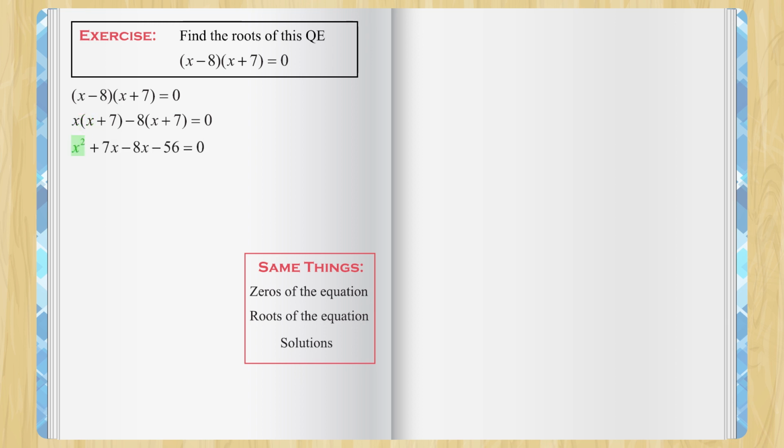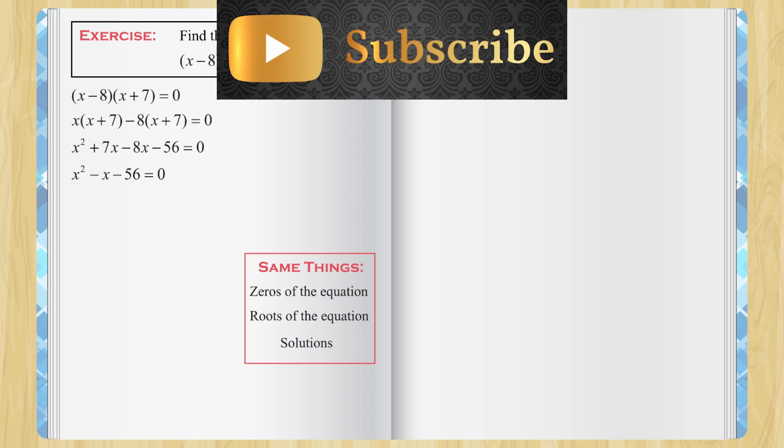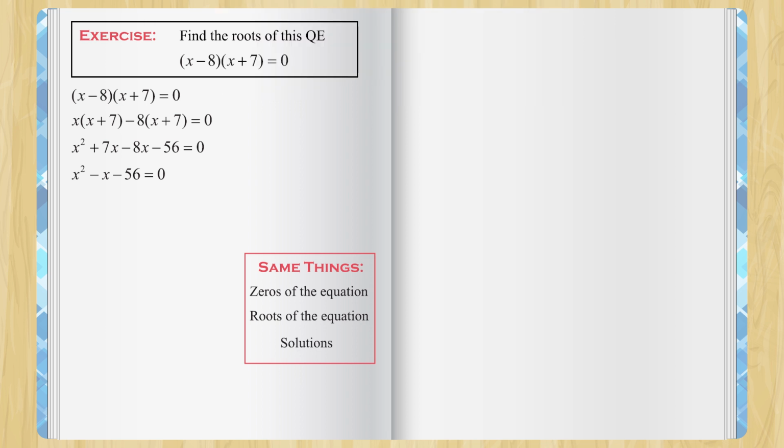x times x is x squared, plus 7 times x is 7x, then negative 8 times x is negative 8x, and finally negative 8 times positive 7 is negative 56. Now x squared remains as is, 7x minus 8x is negative x, and negative 56 remains as is. What this means is the initial equation x minus 8 times x plus 7 equals 0 is the same as x squared minus x minus 56 equals 0. Now that we have simplified this equation into its general form, there is no room for doubt as to whether or not it is a quadratic equation. We know it is quadratic because it fits in the general form of a quadratic equation.